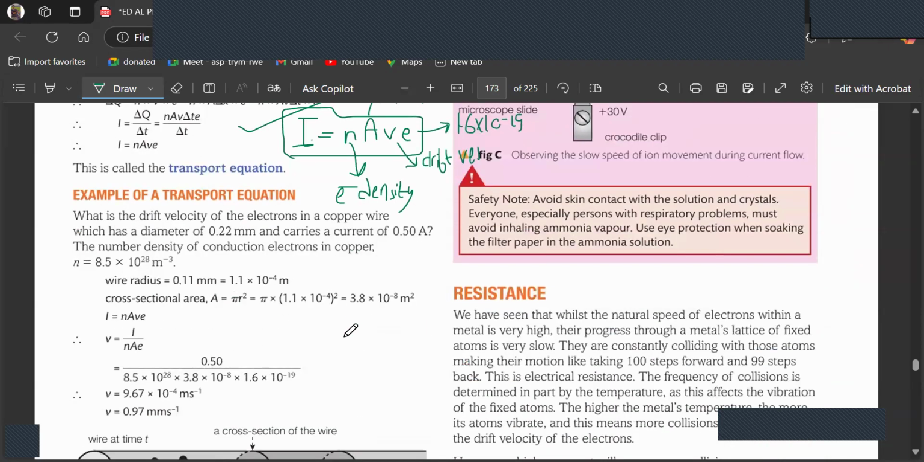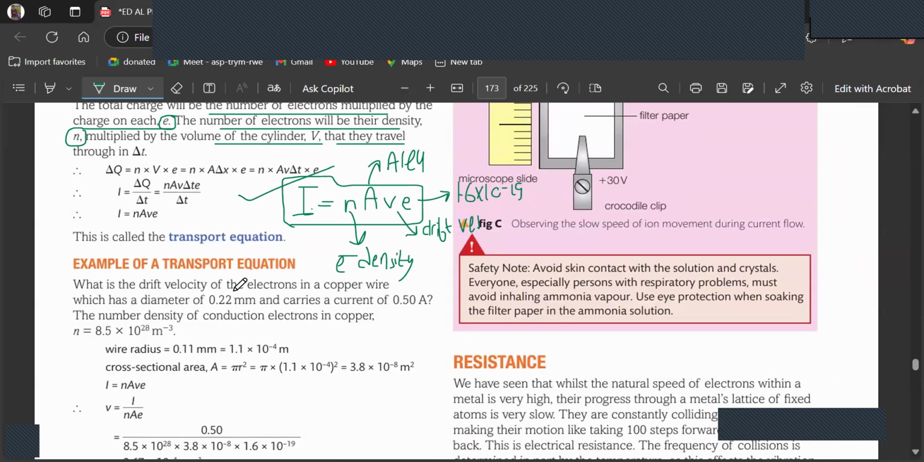So what is the drift velocity of the electrons in a copper wire which has a diameter of 0.22 millimeter, carries a current of 0.5 ampere, and the number density is 8.5 into 10 to the power 28? We have to find the drift velocity. So if I is equal to nAve, then v would be equal to what? Rearrange the equation.